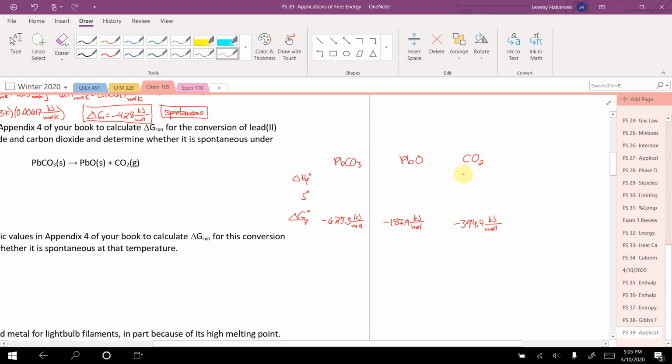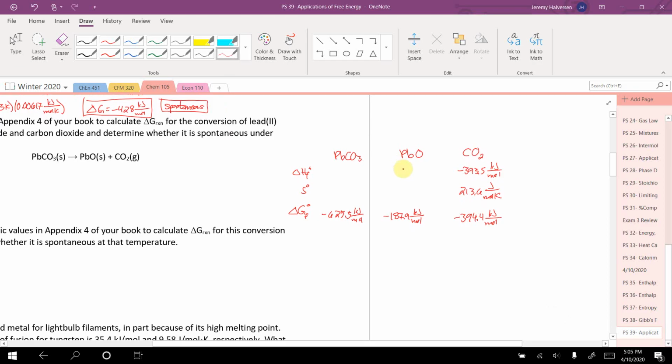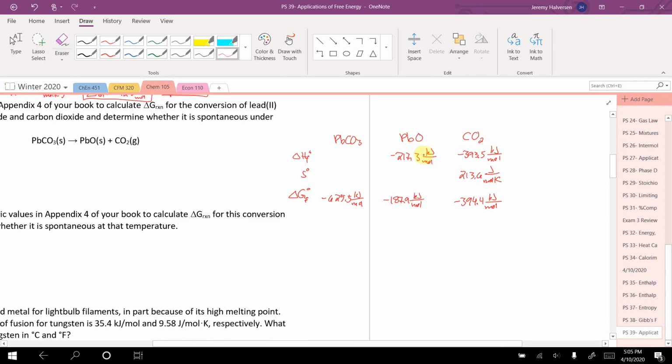And here, this is negative 393.5, and this is 213.6. Again, these are just values from the back of the book. I'd imagine these would be in the back of the book. If not, just Google them. Oh, kilojoules per mole. And 68.7 joules per mole K. PbCO3.